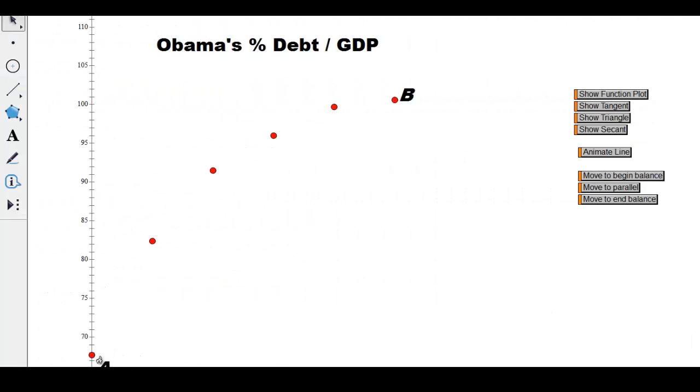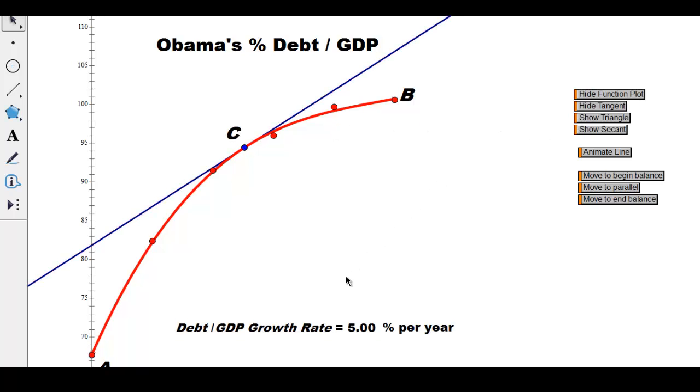All right, so here we've plotted President Obama's debt to GDP ratio at the end of each of the first 5 years of his term. So this is the balance that he began with, and this is the balance that he ended with in 2013. We saw earlier how we could fit that to a curve, which we did here. And now that we've got it on a curve, we can put a tangent on that curve. Now remember, the tangent tells us the growth rate at this particular instant of time. This instant is somewhere between the second and third year of President Obama's administration, and at this point, the growth rate is 5% per year.